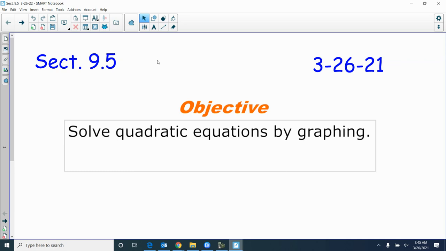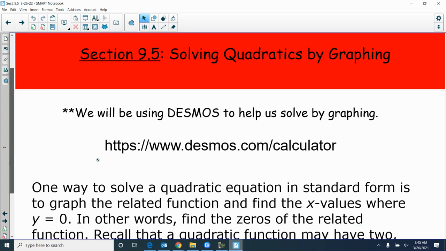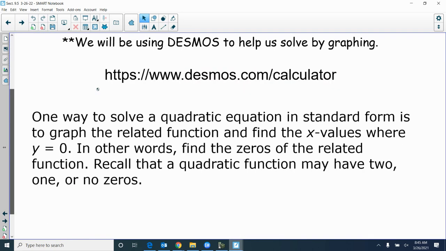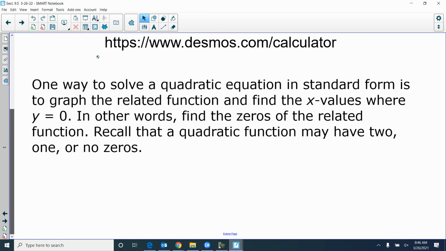One way to solve a quadratic equation in standard form is to graph the related function and find the x values where y equals 0. In other words, find the zeros of the related function. Recall that a quadratic function may have 1, 2, or no zeros.